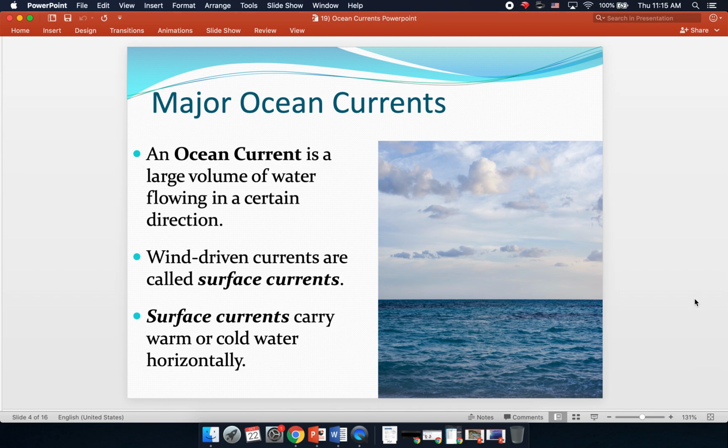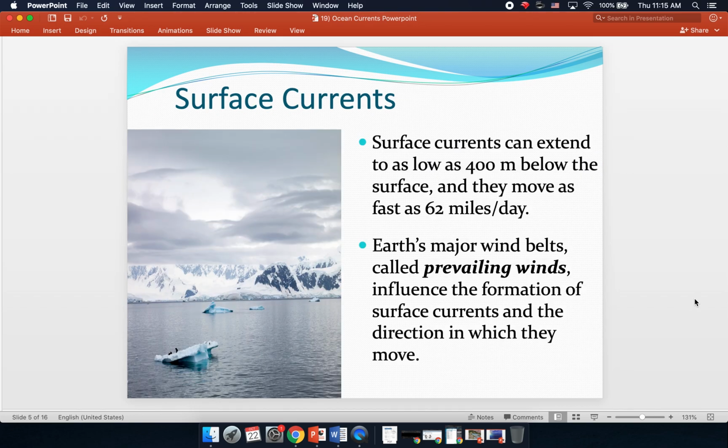Wind-driven currents are called surface currents, and they carry warm or cold water horizontally from one side to another across the ocean surface, more or less. Surface currents can extend to as low as 400 meters below the surface, and they move as fast as 62 miles a day. So just keep in mind, they are surface currents, but they're deeper than what we imagine when we just hear the term surface currents.